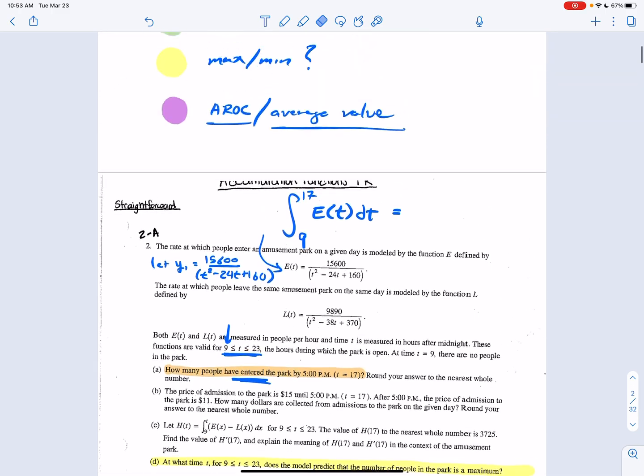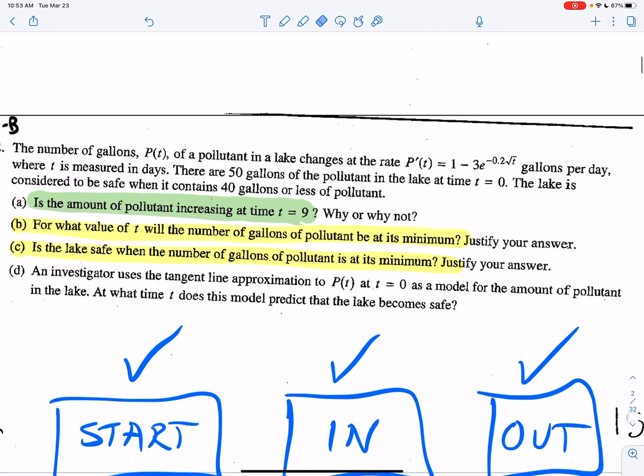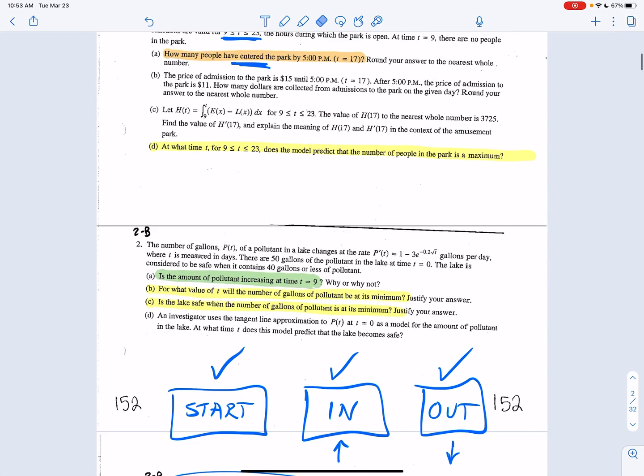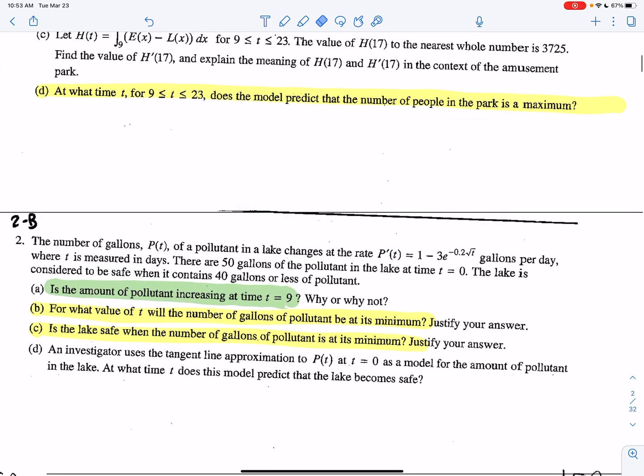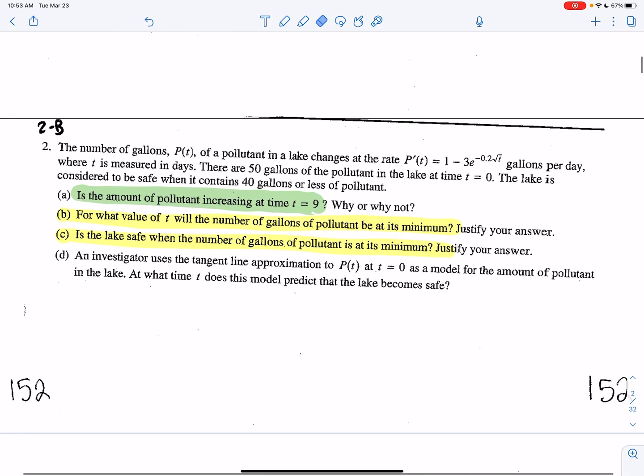Okay, so we'll go to, what color did I use? Green? Okay. Let me get rid of all this writing so that you're not bombarded. In 2002B, make sure that you label it, and again, do this on a separate sheet so that you have more space. We're dealing with the number of gallons of pollutant in a lake. There's pollutant going into the lake, and then we read the problem. They're asking, is the amount of pollutant increasing at time t equals 9?